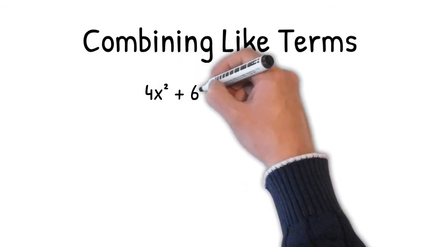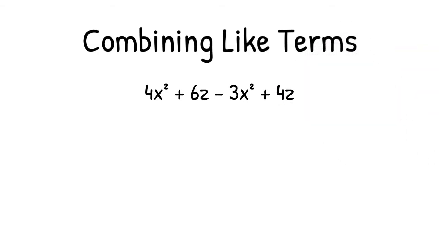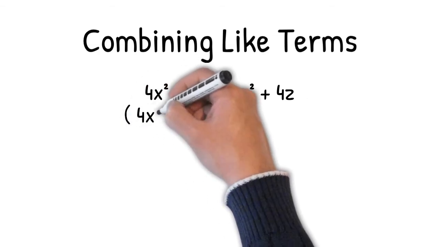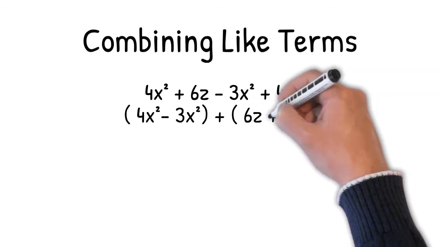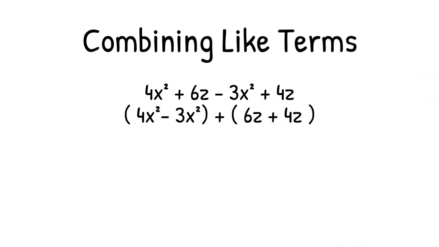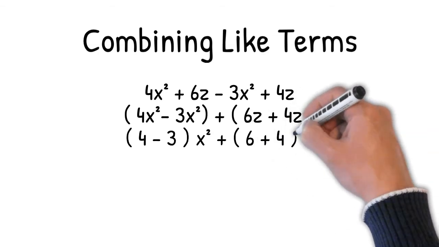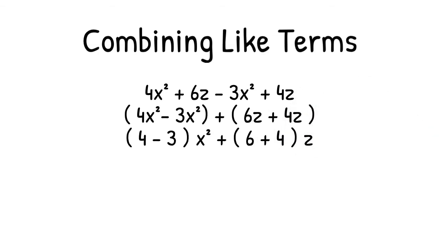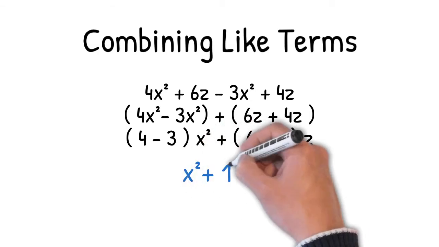Now let's look at another example. 4x squared plus 6z minus 3x squared plus 4z, and we want to simplify this algebraic expression. First, put the x squares together. 4x squared minus 3x squared and the z's together plus 6z plus 4z. Once again, add together the coefficients. So we have 4 minus 3x squared plus 6 plus 4z. So 4 minus 3 is 1x squared. 6 plus 4 is 10z.